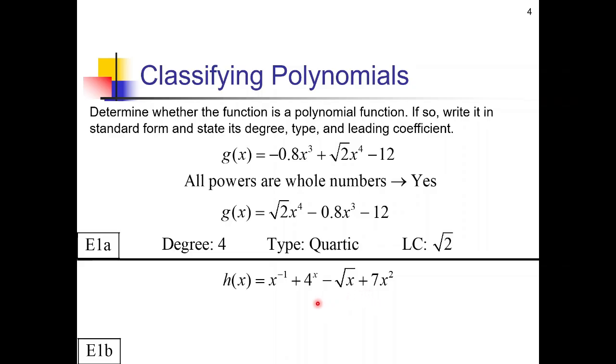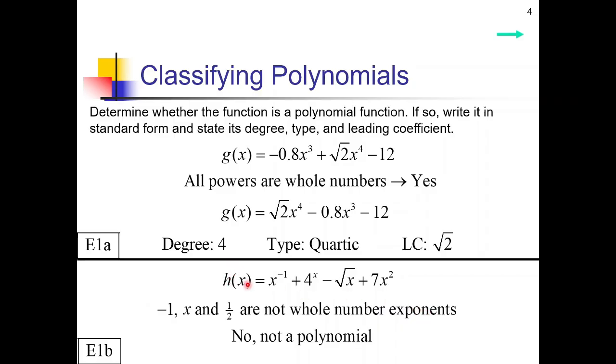All right, so looking at our exponents, we've got a negative 1, we've got an x, and the square root, that's going to be the 1/2 power. And all of those, negative 1, x, and 1/2, none of these are whole number exponents. So for that reason, it turns out h of x is not a polynomial at all. And we're not going to bother putting it in standard form or any of these other things. Now, it is worth noting that this x squared is okay. However, it just takes one bad apple to spoil the bunch, and we've got 3 here, not just 1.